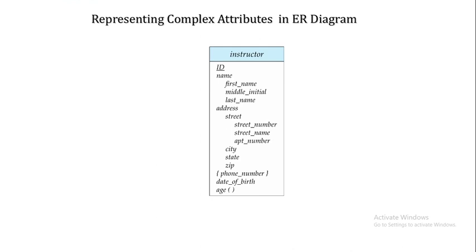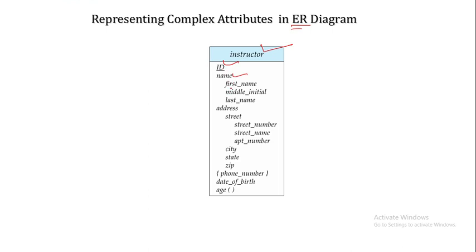And how exactly can these complex attributes be represented inside your ER diagram? So this is your instructor entity set. Inside the instructor entity set we have ID. ID is an attribute. Then we have another attribute called name, with first, middle, and last name. ID is very unique; it cannot be further reduced, so this is simple.